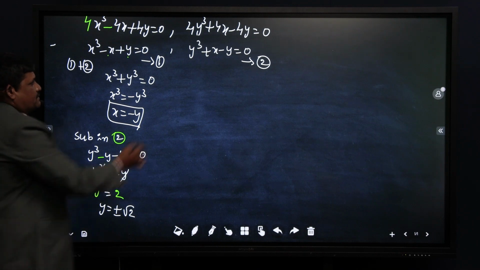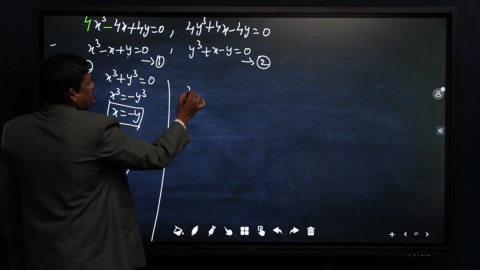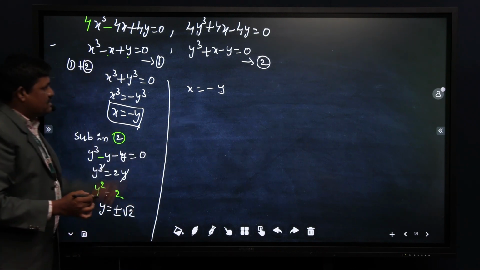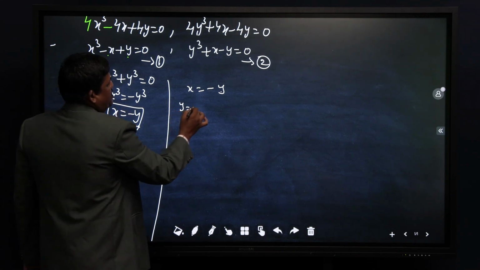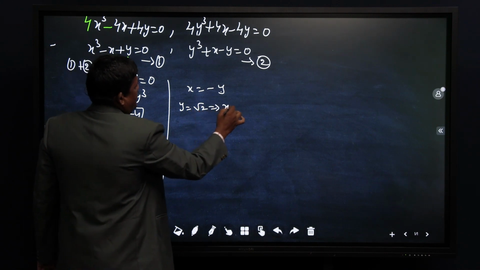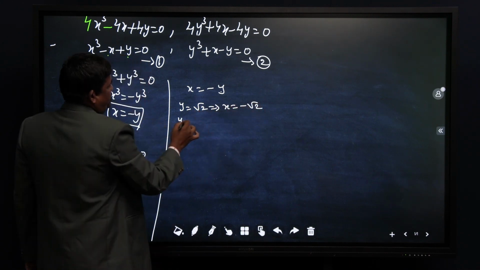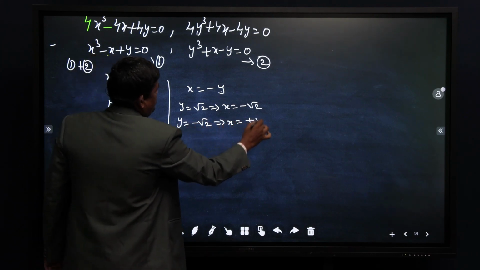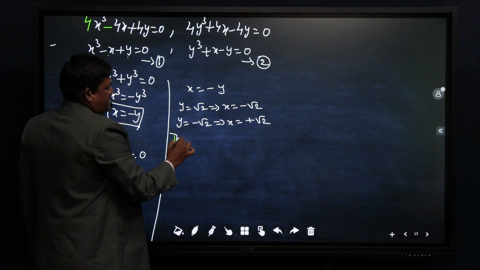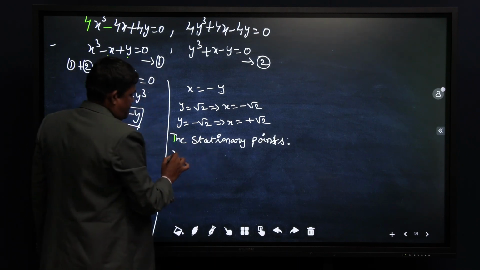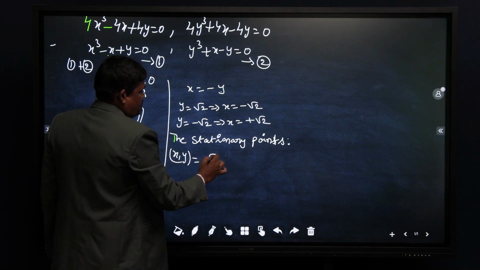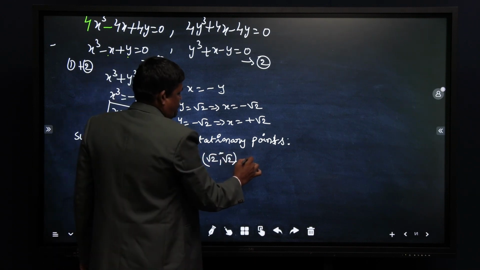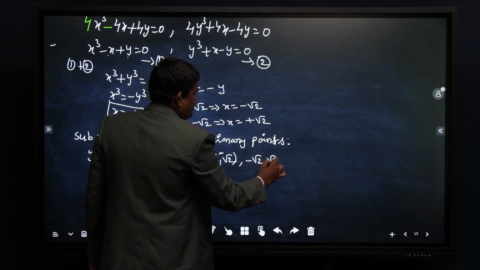As we know that x is minus y, then if y is plus square root 2, then x is minus square root 2. If y is minus square root 2, x is plus square root 2. Therefore, the stationary points (x, y) are: square root 2 comma minus square root 2, and minus square root 2 comma square root 2.